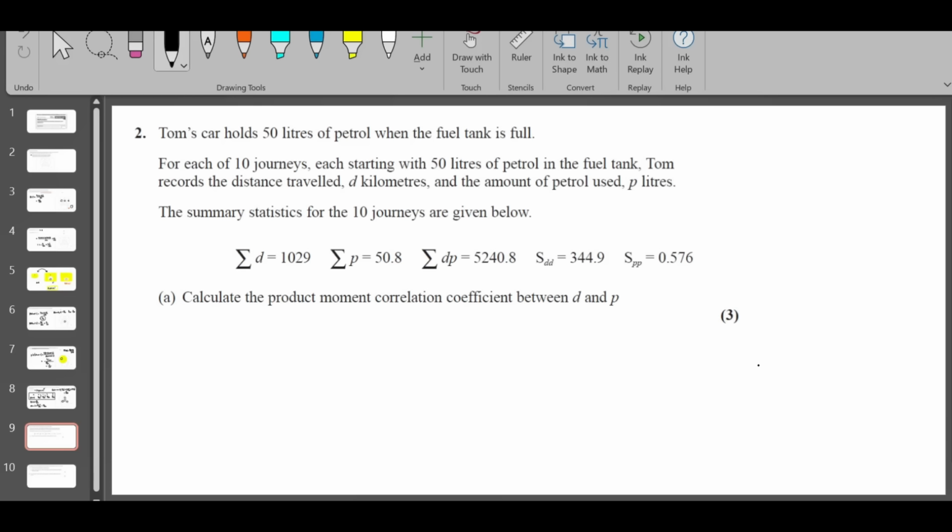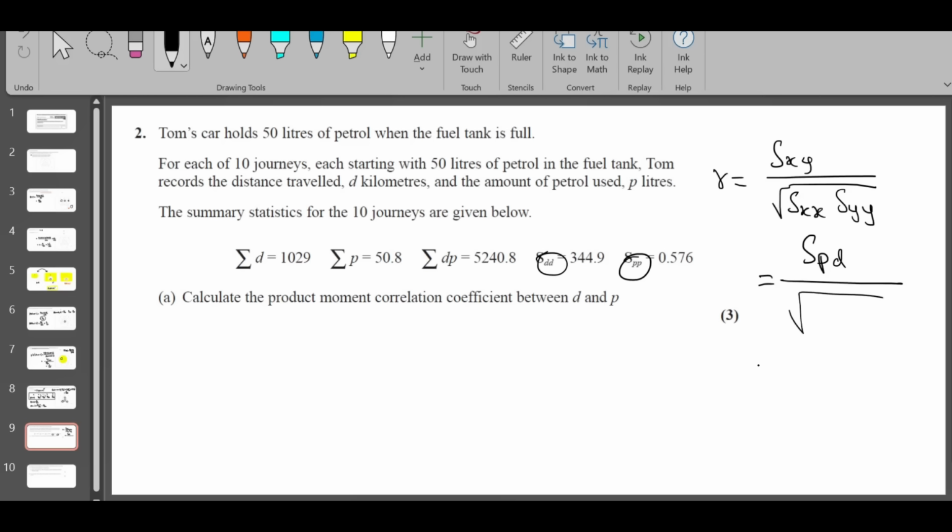Calculate the PMCC. The PMCC, the actual formula is Sxy over square root of Sxx times Syy. Here they have used D and P. You don't need to worry about what is X here, what is Y here. You can just simply write SPD divided by square root of SPP SDD. So we have SDD, we have SPP.